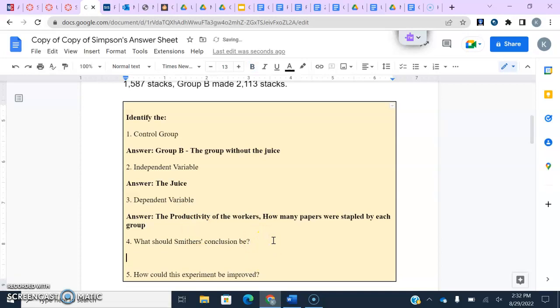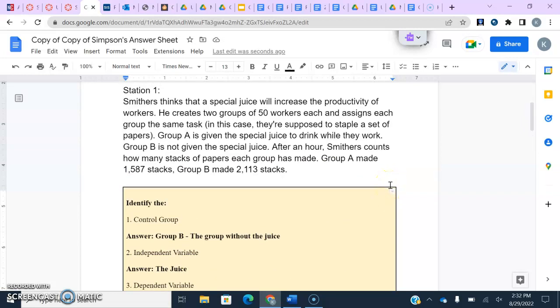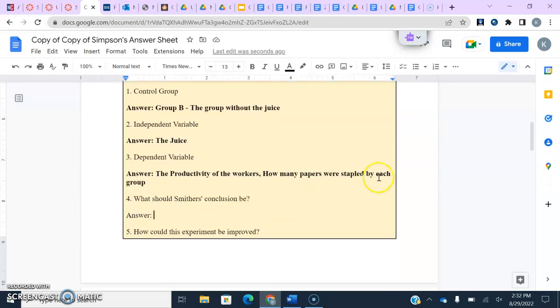So question 4 asks us, what should Smithers' conclusion be? And here we have to look at our data. Remember, anytime we draw conclusions at the end of an experiment, we want to support it with our data that we got from the experiment. So Group A made 1,587 stacks, and Group A was given the special juice. Group B made 2,113 stacks, and Group B was not given the special juice. So the group that did not get the juice actually was more productive, right?